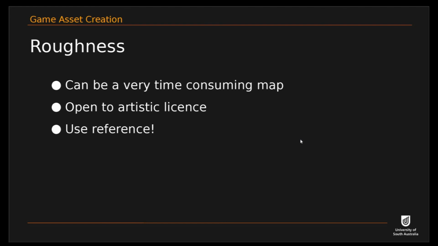Roughness can be a time-consuming map. When we did the texturing example in the practical, that was the one that I had the most trial and error on, going back and forward to Unreal. It can be handy to have Photoshop open and Unreal open and just tweak a bit, re-import, tweak a bit, re-import.